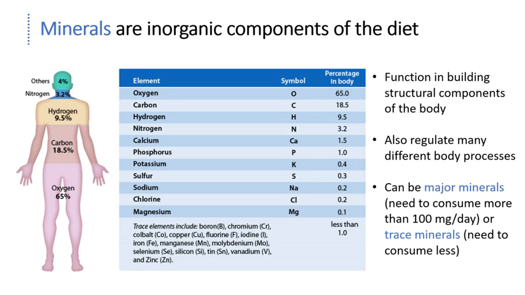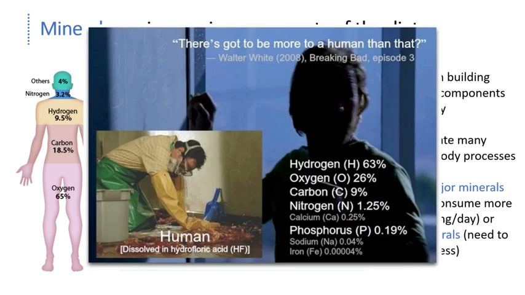You've also got trace minerals. Okay, so these are minerals that we need proportionally less than these major minerals, right? And so I can't talk about different types of minerals and how they are found in the human body without talking about this right here.